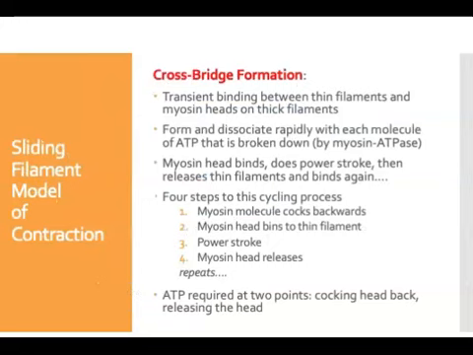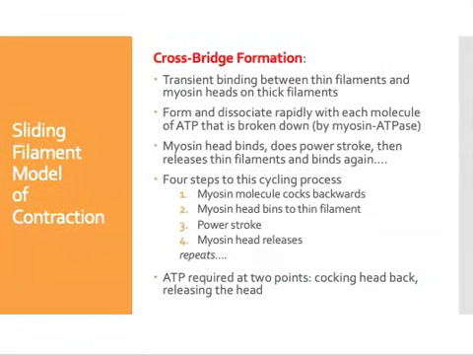Let's go back now and talk about the sliding filament model of contraction, and specifically how these cross bridges form. It's the myosin heads that do the actual physical shape changing using the energy of ATP, that are binding to the thin filaments and causing the thin filaments to slide past the thick filaments. Every time a myosin head binds to a thin filament, it creates what we call a cross bridge.